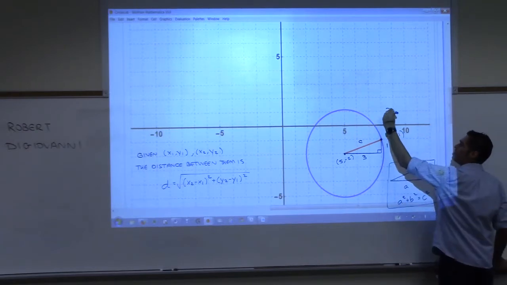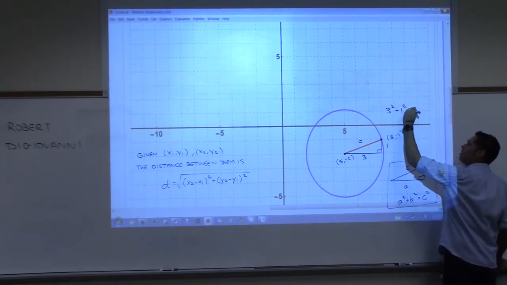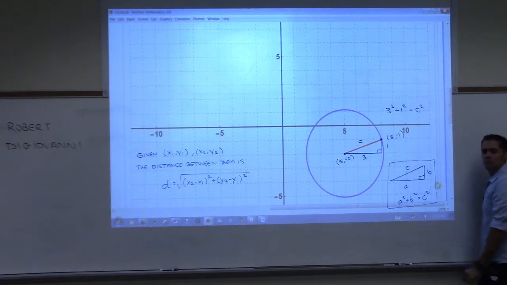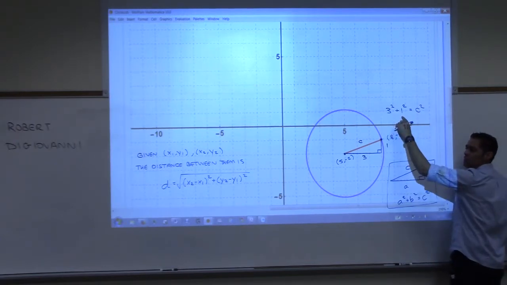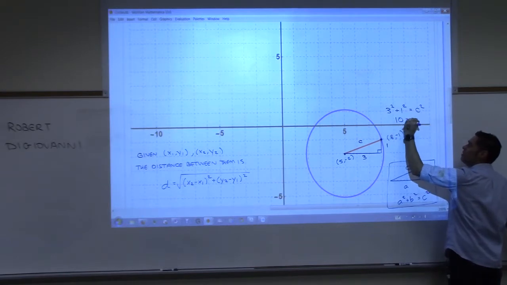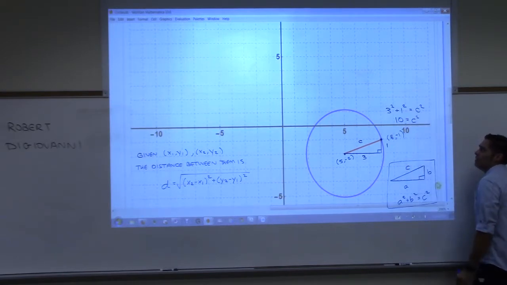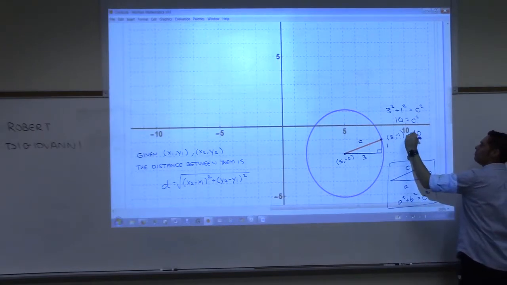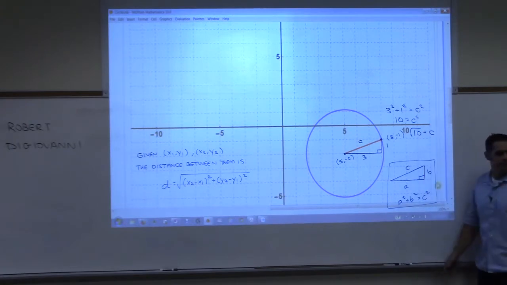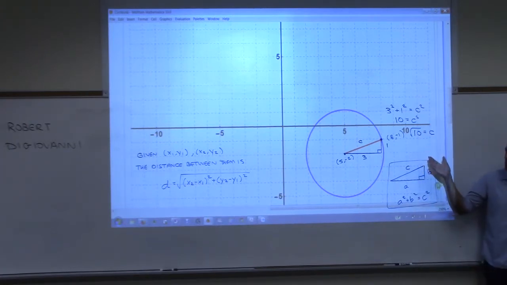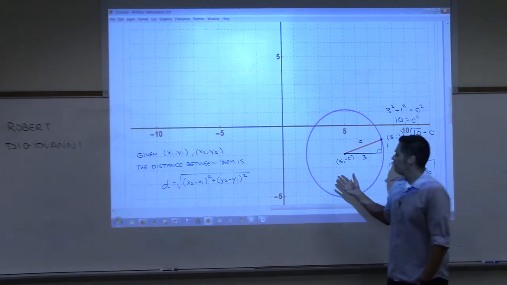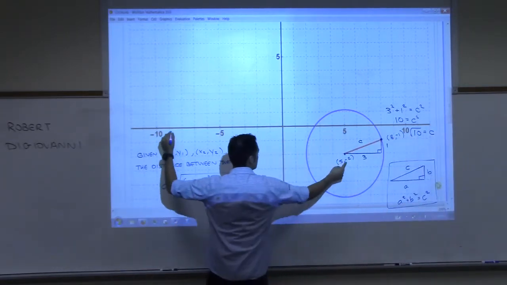So we know that 3 squared plus 1 squared is C squared, which means 9 plus 1, 10. 10 equals C squared. And so C would be the square root of 10, which we would just leave as root 10. Y'all follow that? Yes? Now, as far as the equation of the circle, you need the center, which we have.